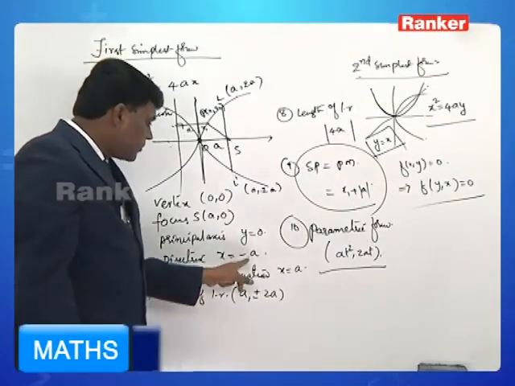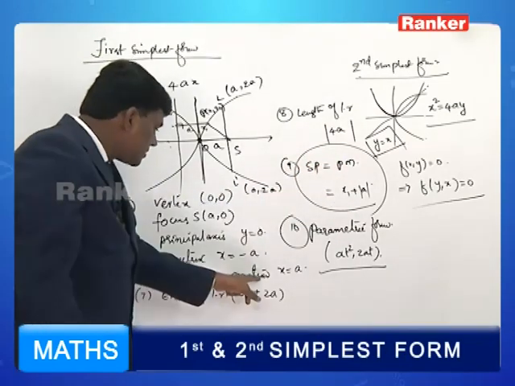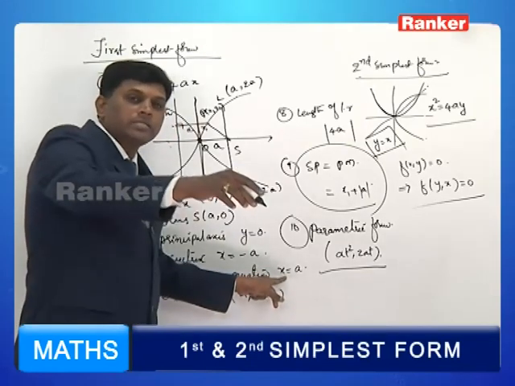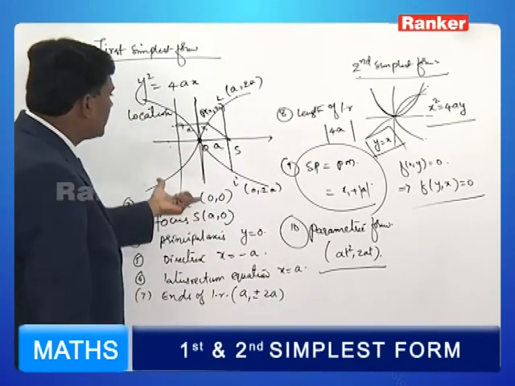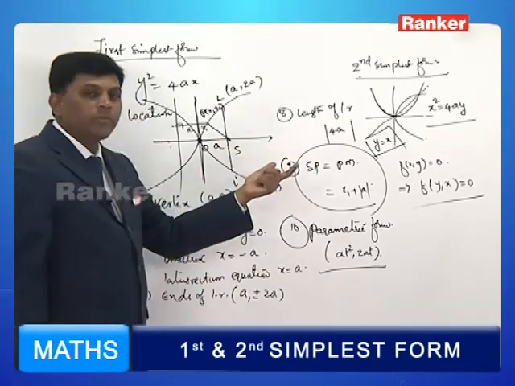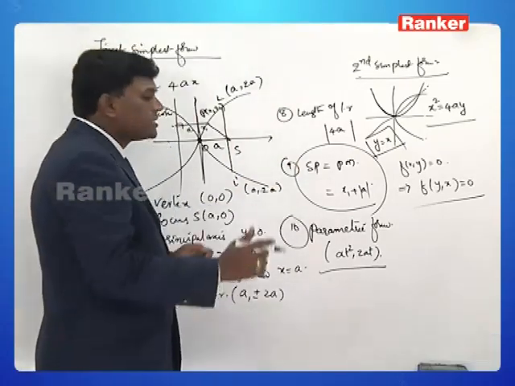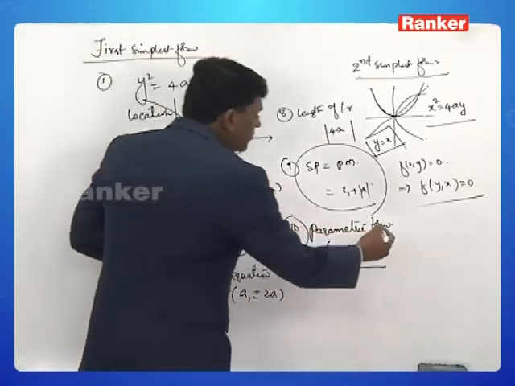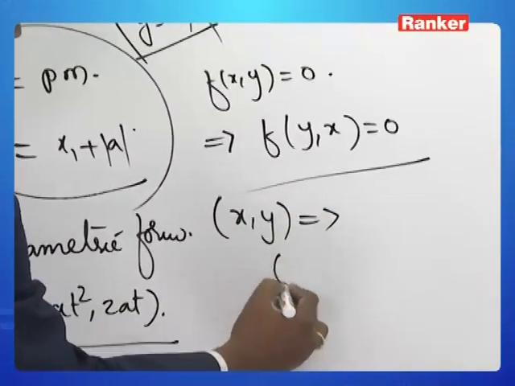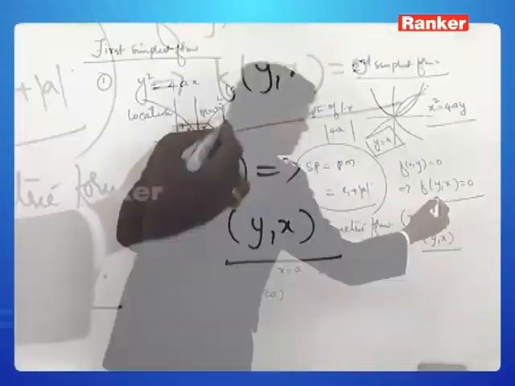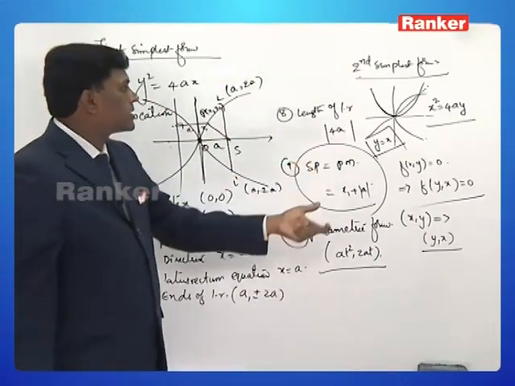Directrix is here x equal to minus a, and there it will become y equals to minus a. Latus rectum equation x equal to a will be written as y equals to a in the second simplest form. Like this, all the equations of the second form can be obtained by interchanging x and y values in this. In a similar way, if you want the coordinates of any point, some x comma y point is taken, simply it is replaced with y comma x. Interchange abscissa and ordinate, we are getting the properties of the second simplest form.